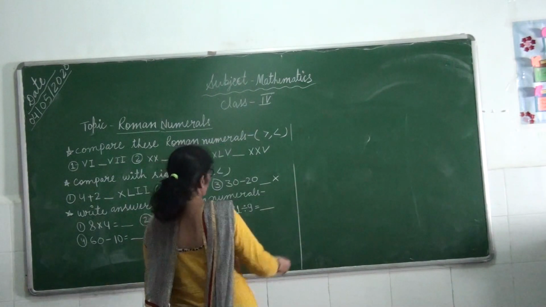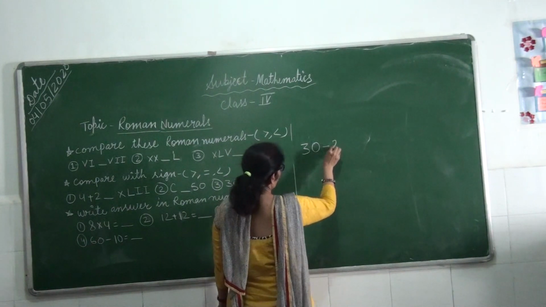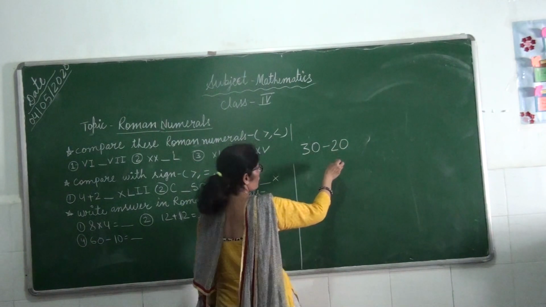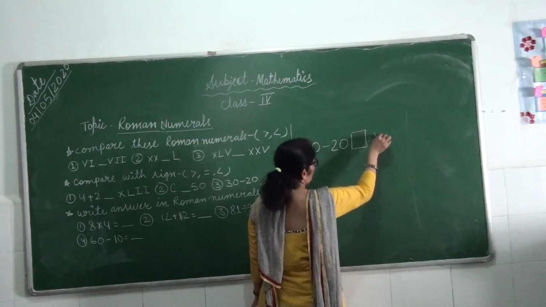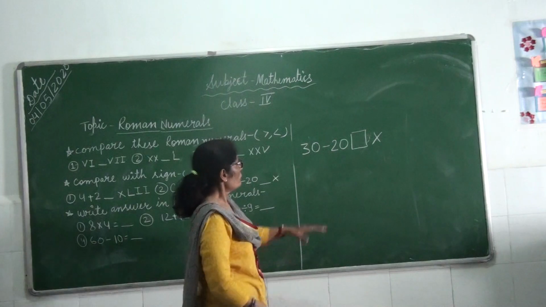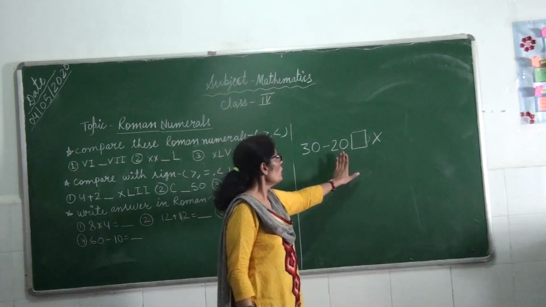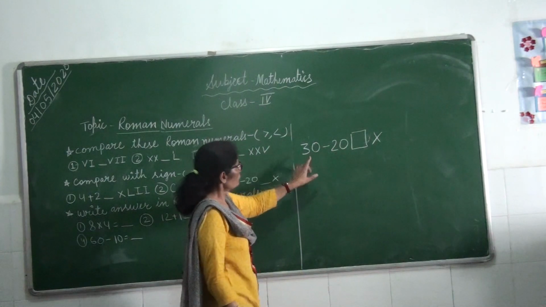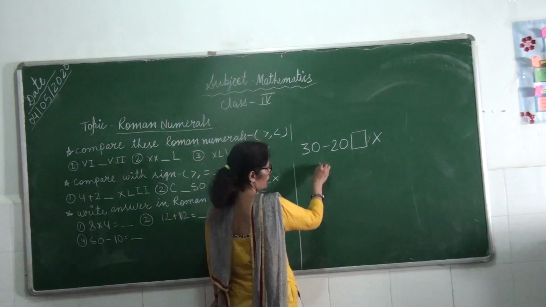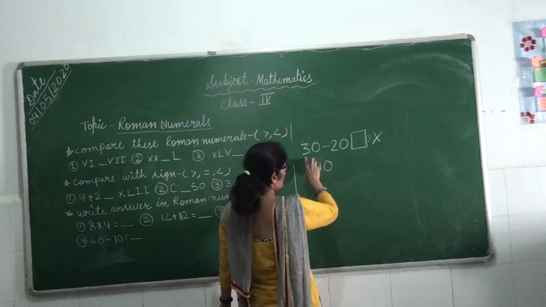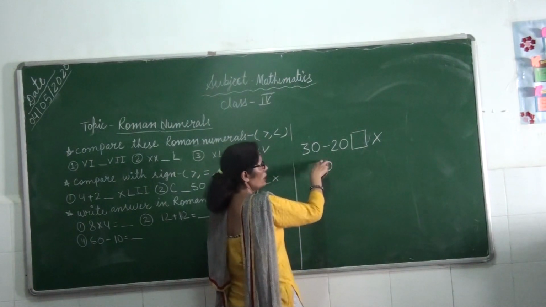Another we can take here, 30 minus 20, blank X. First you have to solve this sum. आपको सबसे पहले इस sum को solve करना है. Then 30 minus 20, the answer will be 10. 30 में से 20 को separate किया, answer है हमारा 10.